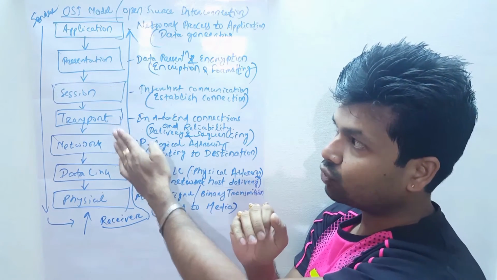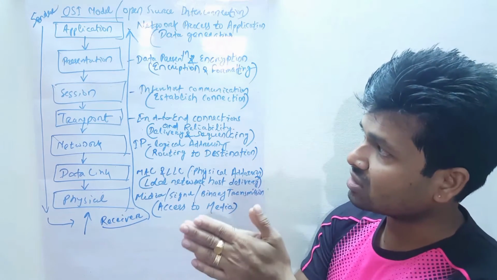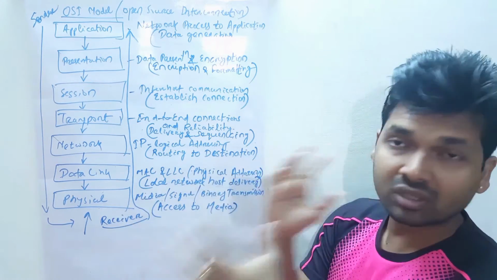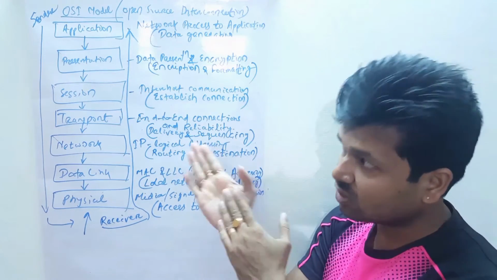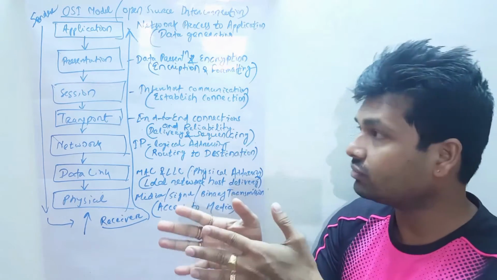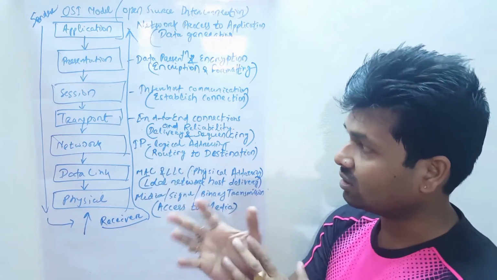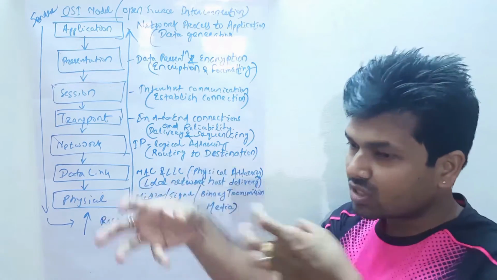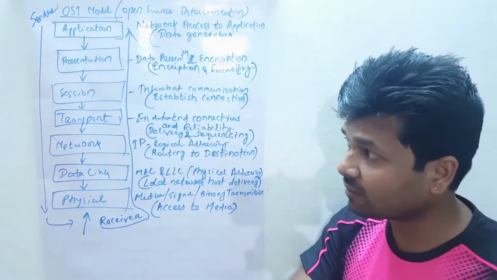Then the fourth layer from the top is the transport layer, wherein end-to-end connections happen, and we ensure the reliability of the transmission. Delivery and sequencing happen in the transport layer, specifically where we are delivering the data and the sequence of the data to be delivered. So that is what happens in the transport layer.